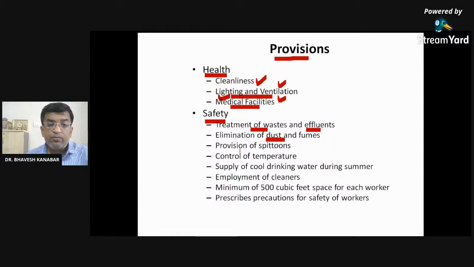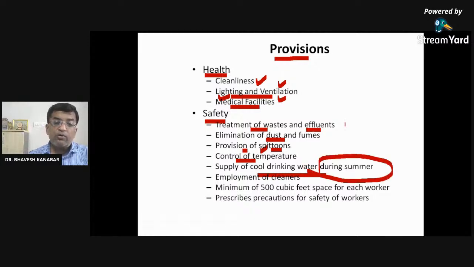Elimination of the dust and fume, provision of the spittoons, right? So many workers have the habit of tobacco chewing, so spittoons should be provided, right? Control of the temperature, supply of the cool drinking water. And not only during the summer, but throughout the year, right? If it's not cool in other seasons, then it should be wholesome water, safe and wholesome water. So points should be provided for drinking purpose.